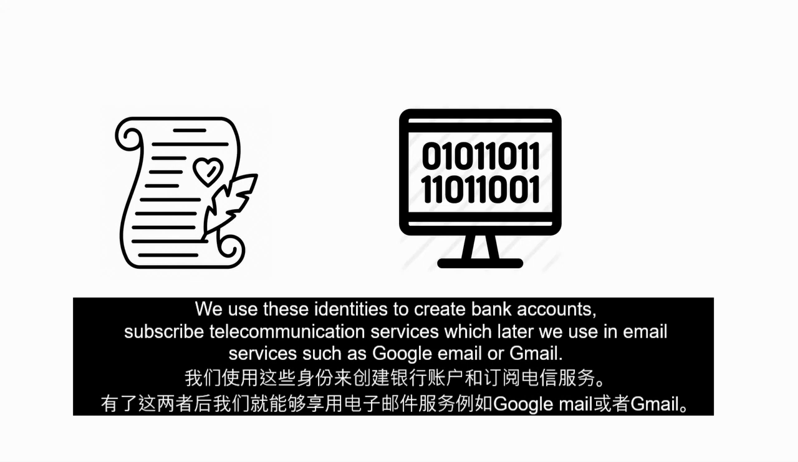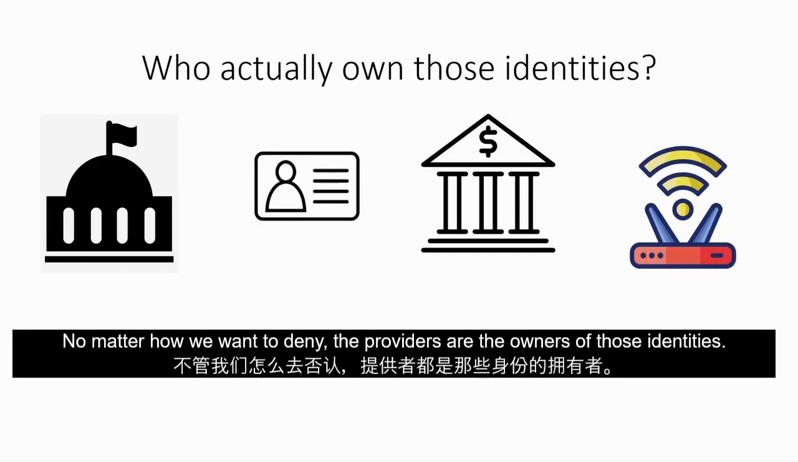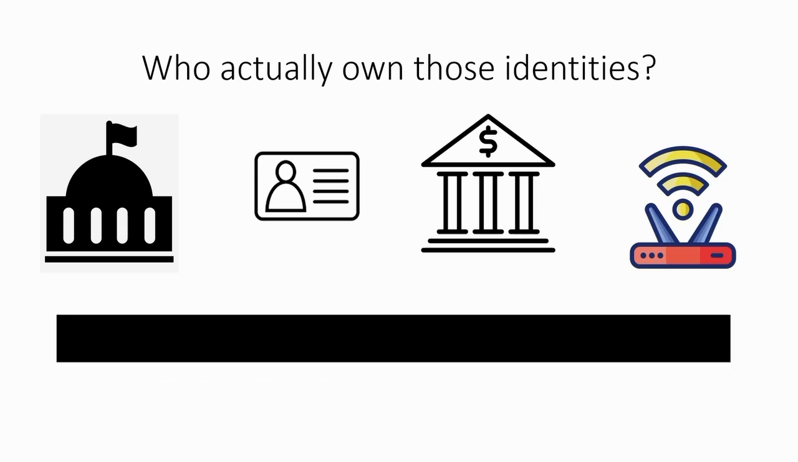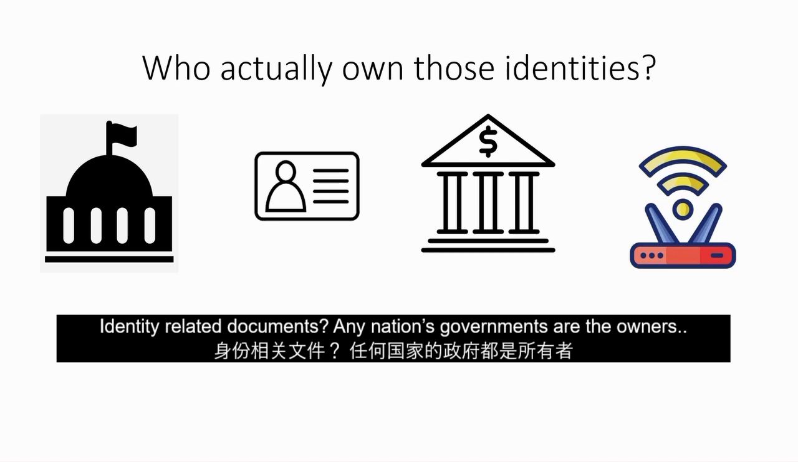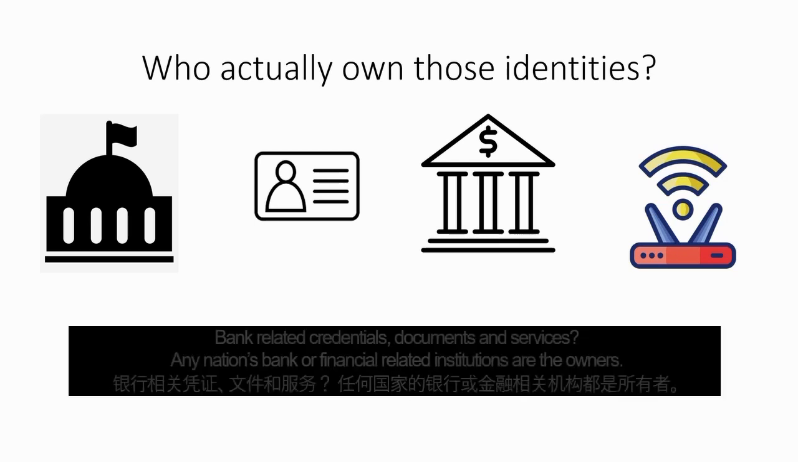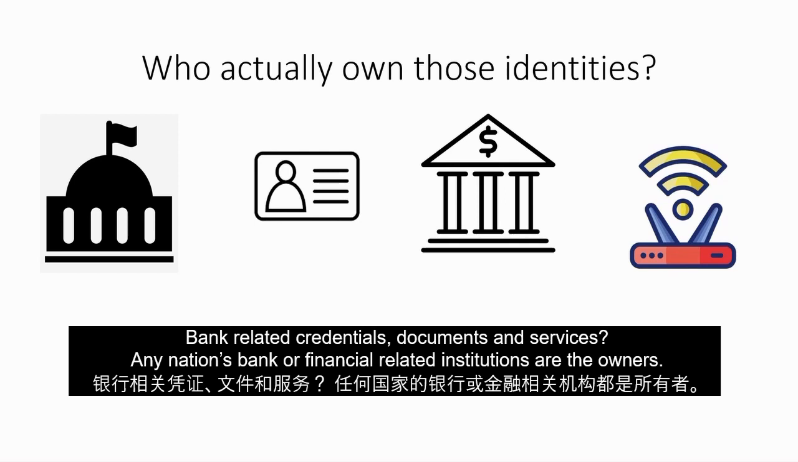We use these identities to create bank accounts and subscribe to telecommunication services, which later we use in email services such as Google Email or Gmail. No matter how we want to deny, the providers are the owners of those identities. For identity-related documents, any nation's government is the owner. For bank-related credentials, documents and services, any nation's bank or financial-related institution is the owner.